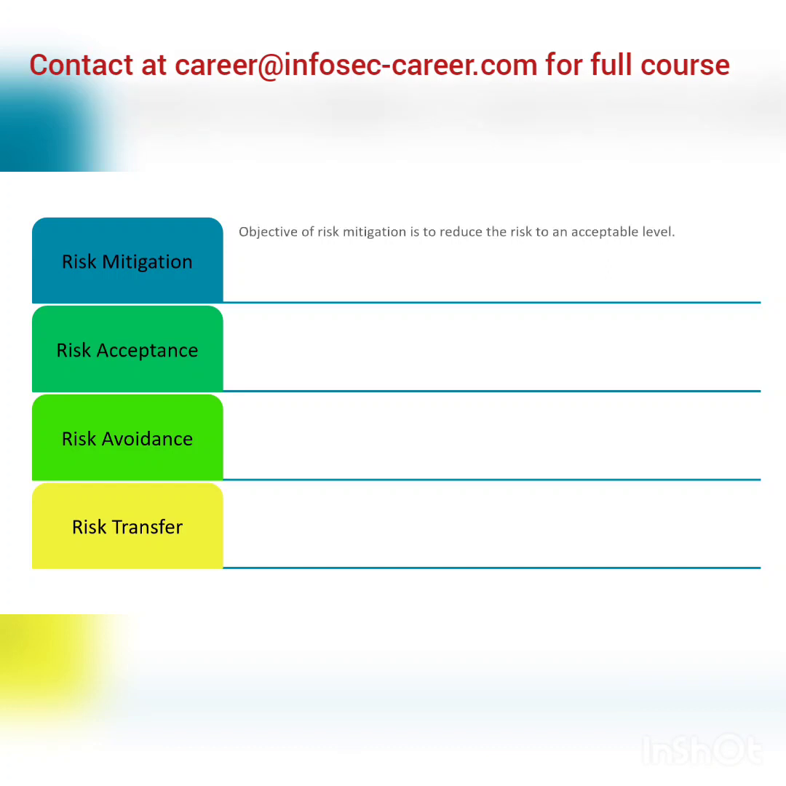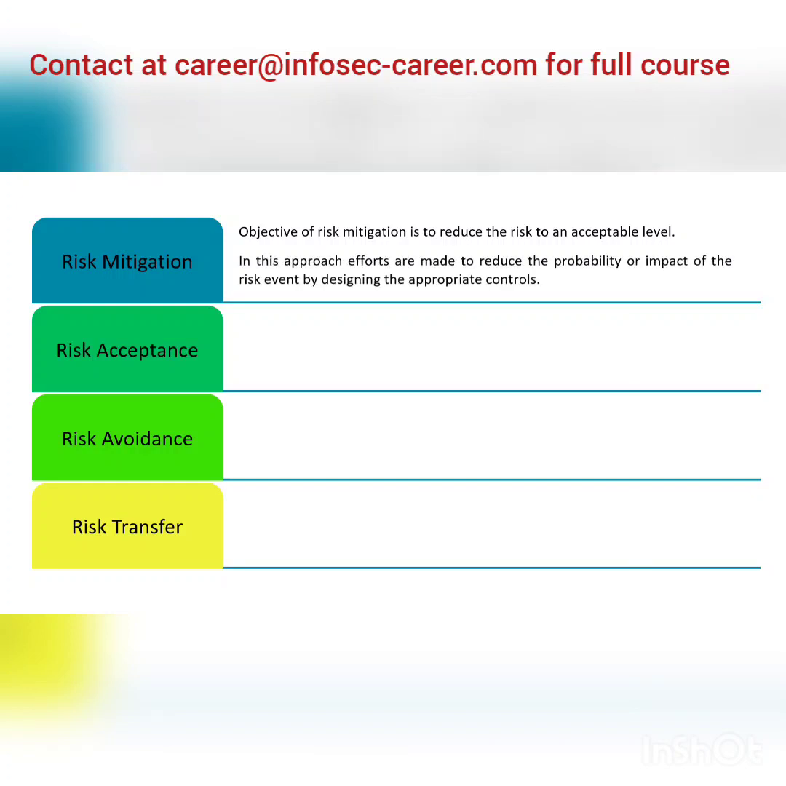Risk mitigation. The objective is to reduce the risk to an acceptable level. Efforts are made here to reduce the probability or impact of the risk event by designing appropriate controls. Either probability is reduced or impact is reduced.